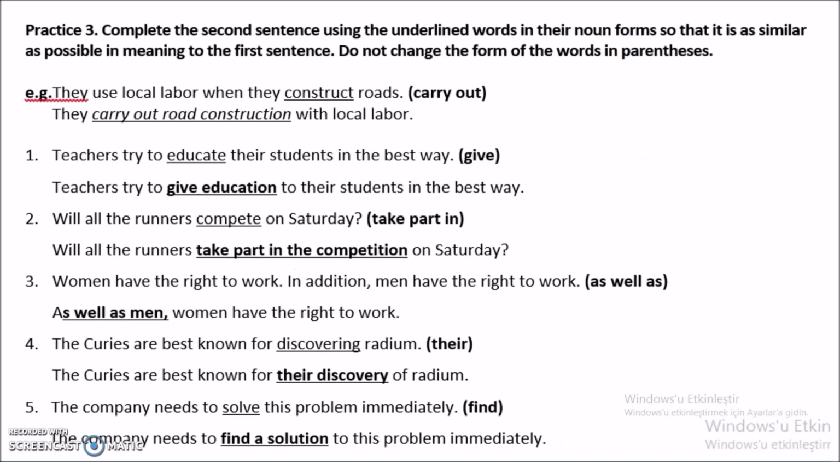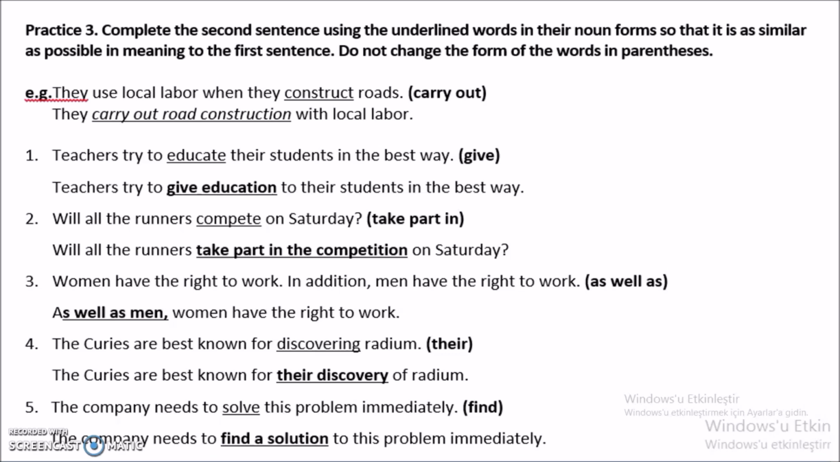In the practice, they give us the verbs mostly in parentheses. For example, in the first sentence, teachers try to educate their students in the best way. Instead of saying educate, I should change the verb because they gave me give. So teachers try to give what? I need to change educate into education in here. So you need to get this from the context, from the sentence actually.